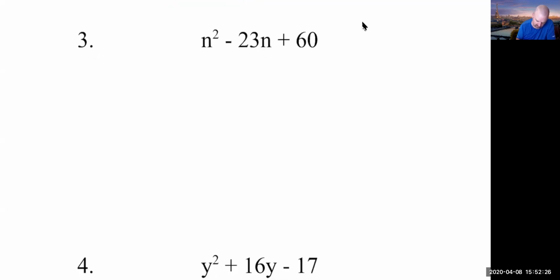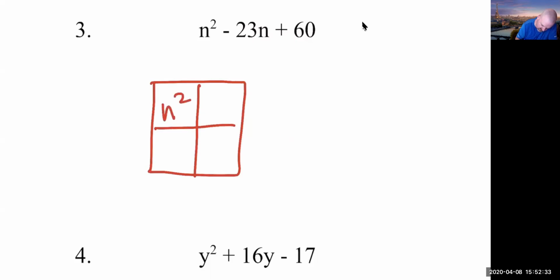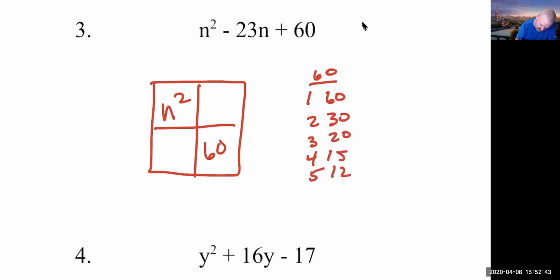For the next one, number 3, again, draw the box. n squared and 60. Factors of 60 are 1 and 60, 2 and 30, 3 and 20, 4 and 15, 5 and 12, 6 and 10. And we need a combination that gives us negative 23. So that looks like it's going to be 3 and 20 if they're both negative.